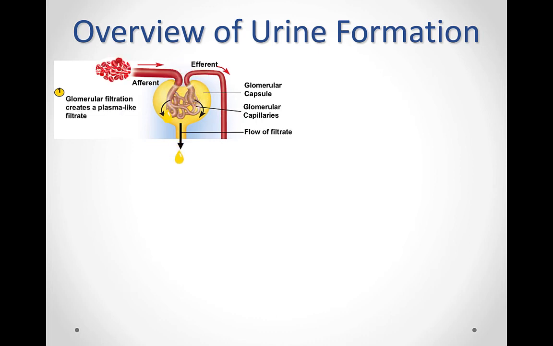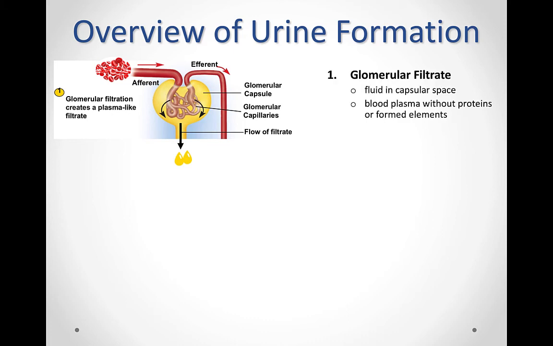The fluid is a plasma-like substance, but because it is in the capsular space, it is now referred to as filtrate. Essentially, glomerular filtration would be like deep cleaning your house by yourself. All the really large items like couches, tables, or appliances stay inside the house, but all the rest of your stuff gets tossed outside. This is the same for formed elements or large proteins. They stay in the blood vessels, but the plasma and its solutes, like vitamins, electrolytes, urea, or glucose, all move into the capsular space. As a quick review, glomerular filtrate is the plasma-like fluid found in the capsular space without proteins or formed elements.